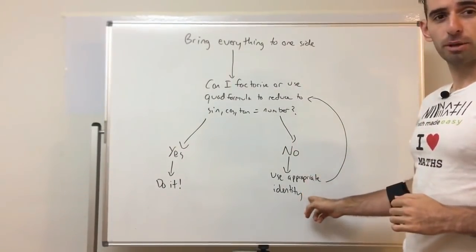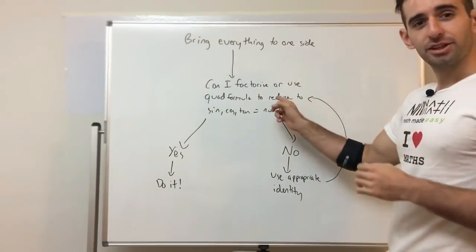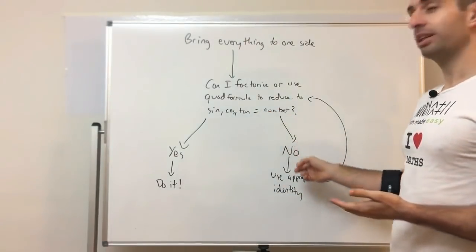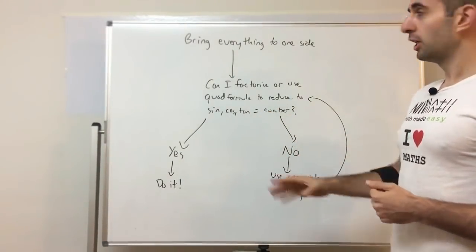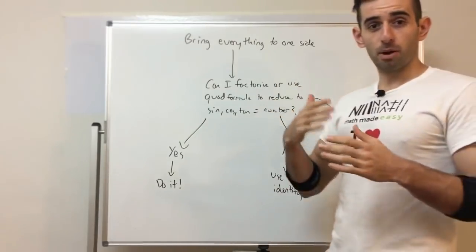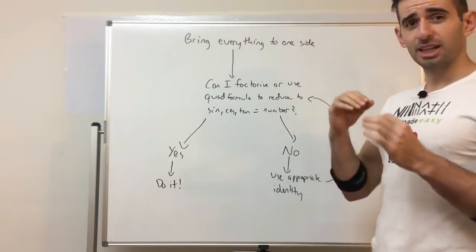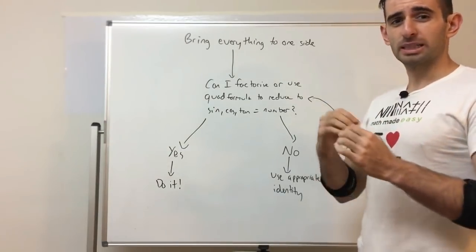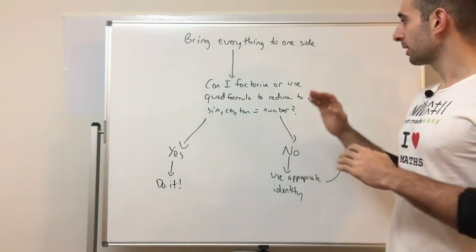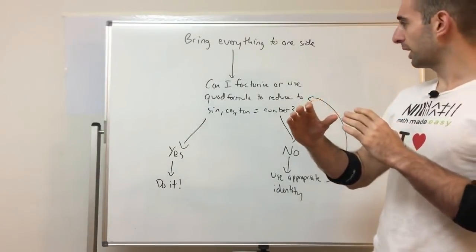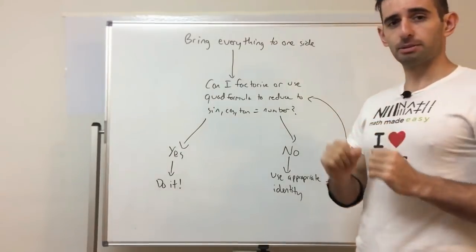Once you use your appropriate identity, go back to here. Can you now factorize it? Yes, then do it. No, then you need another identity to help you. So this flowchart pretty much covers most of the types of harder trig identity equations. There are extra hard ones that require special manipulation techniques, but those questions usually will give you a hand to do those. But for most trig equations, following this flowchart, you'll be able to solve it.